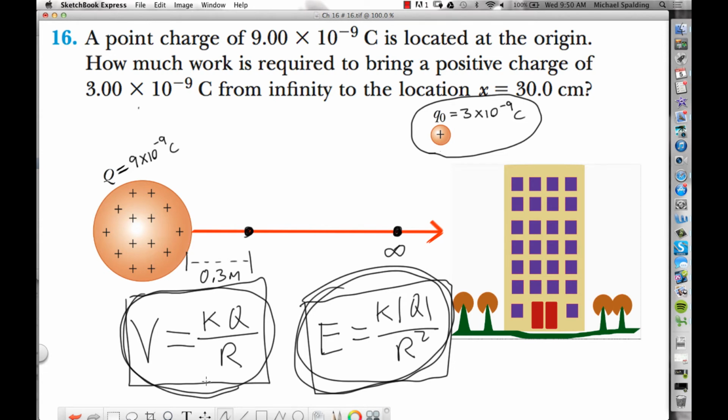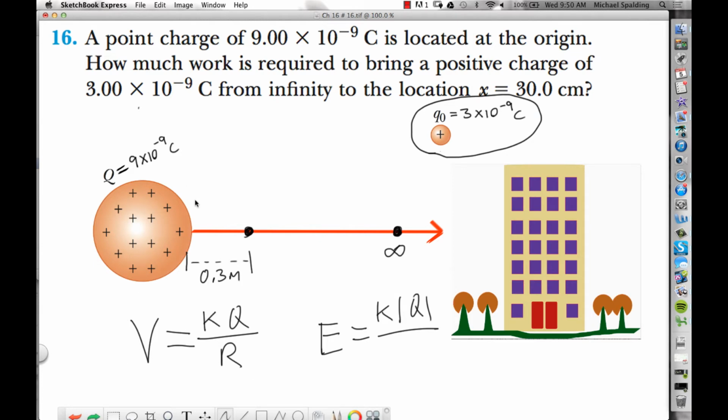Why is electric potential scalar? It's all about energy. Can you put a direction on energy? No. Why is electric field a vector? Because it's all about force. Can you put a direction on force? Yeah. So anyway, I just wanted to mention that.